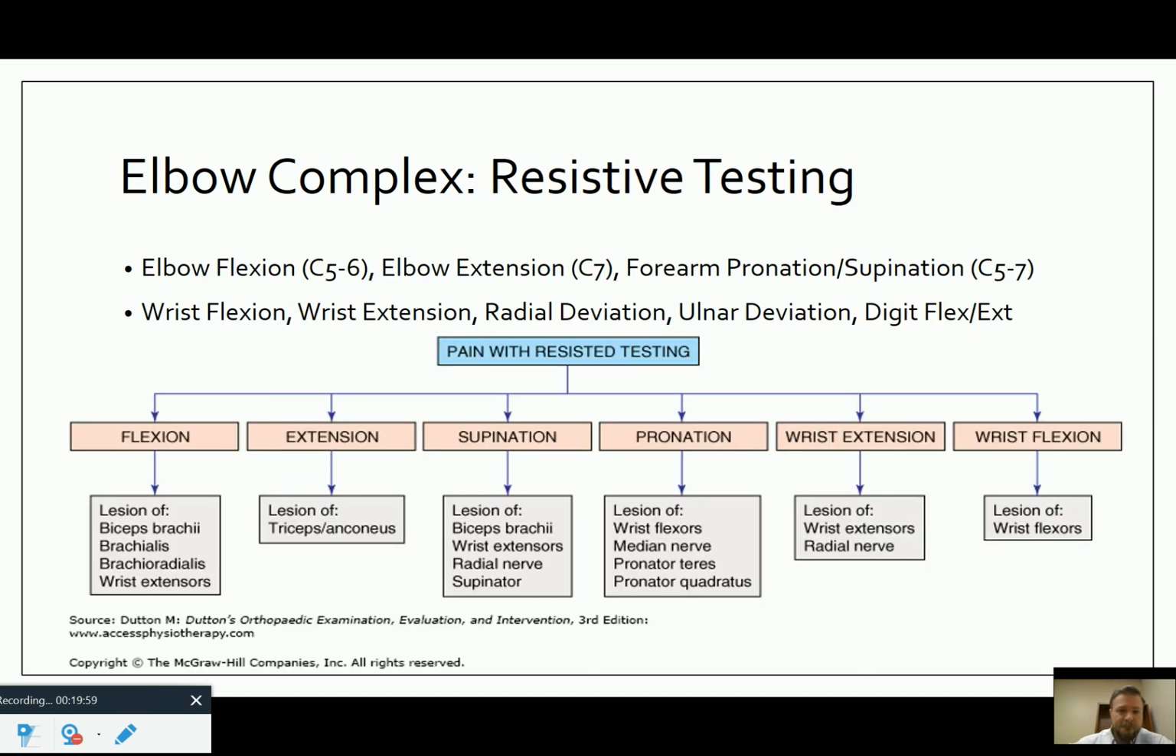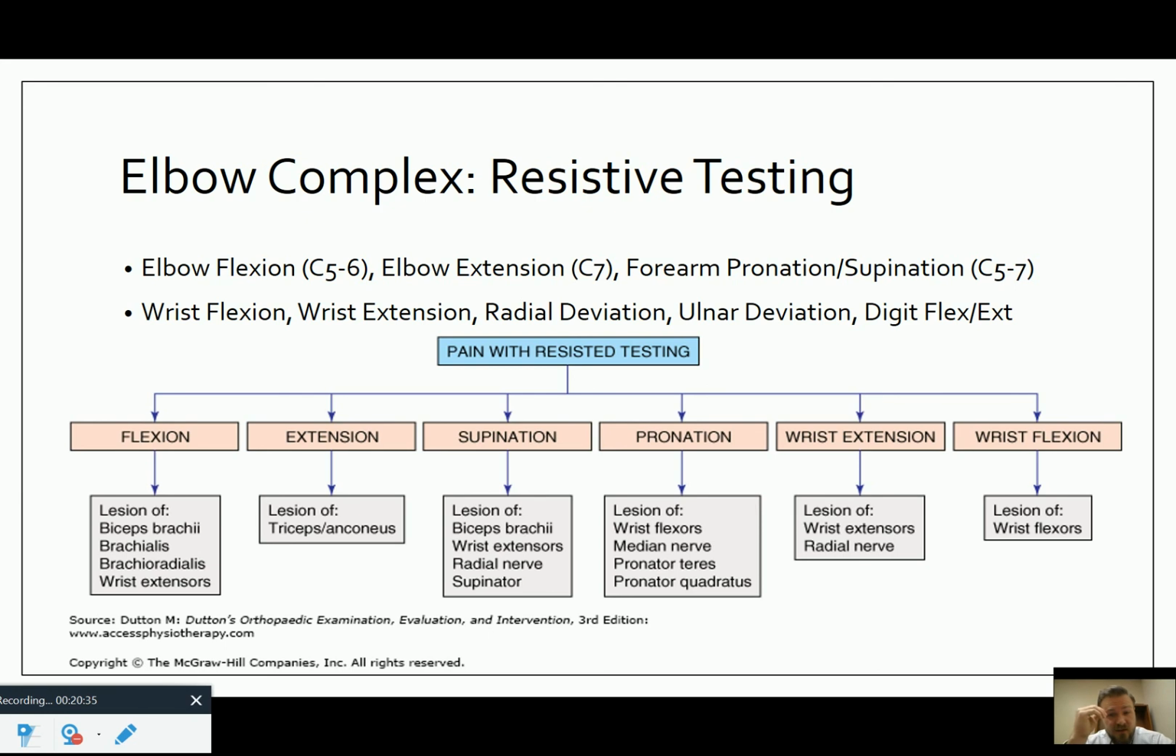As far as resistance testing goes, the elbow flexion, I have this flow chart from your Dutton book. Elbow flexion is nerve roots C5 and 6, elbow extension C7, and forearm pronation supination C5 through C7. And then you also want to look at your wrist flexion, extension, radial deviation, ulnar deviation, and digit flexion extension. We do this similarly to when we do our RIMS, our resistive isometrics, during the shoulder exam. You would do similar testing here. And again, then you could dive into manual muscle testing if you notice weakness in any of the following areas.